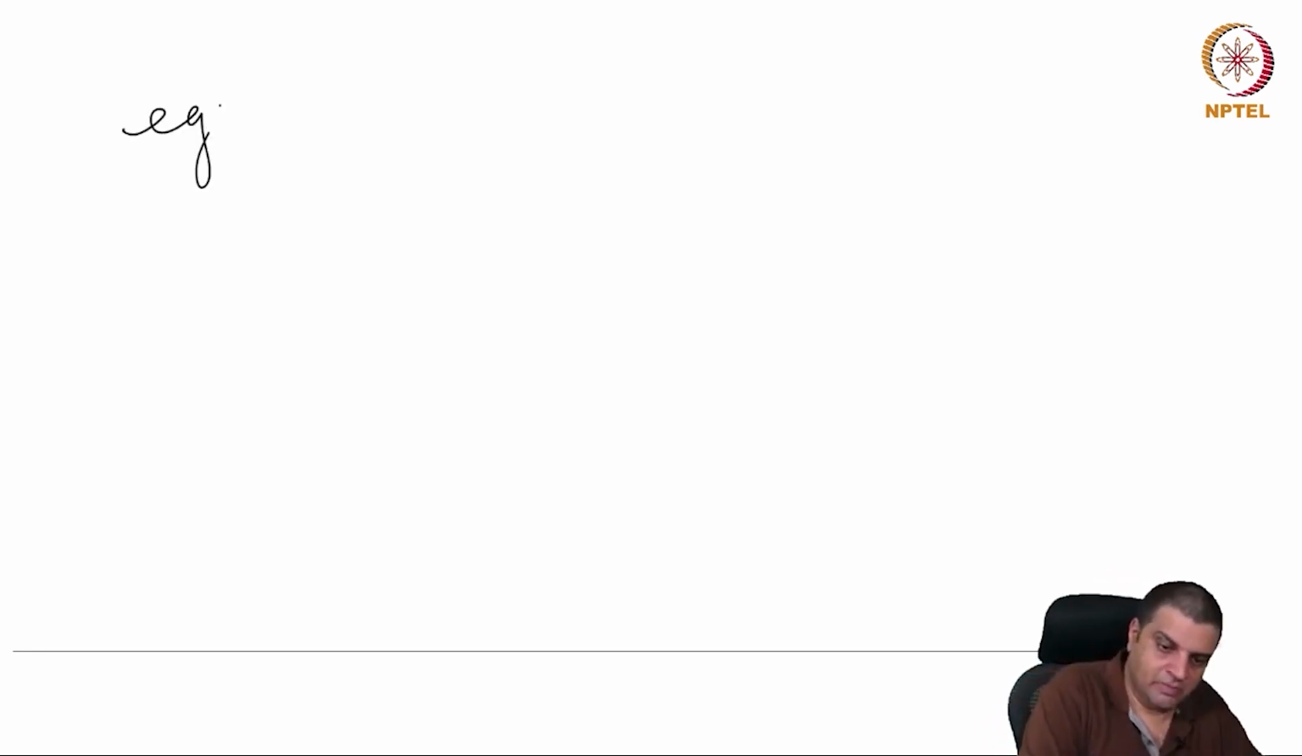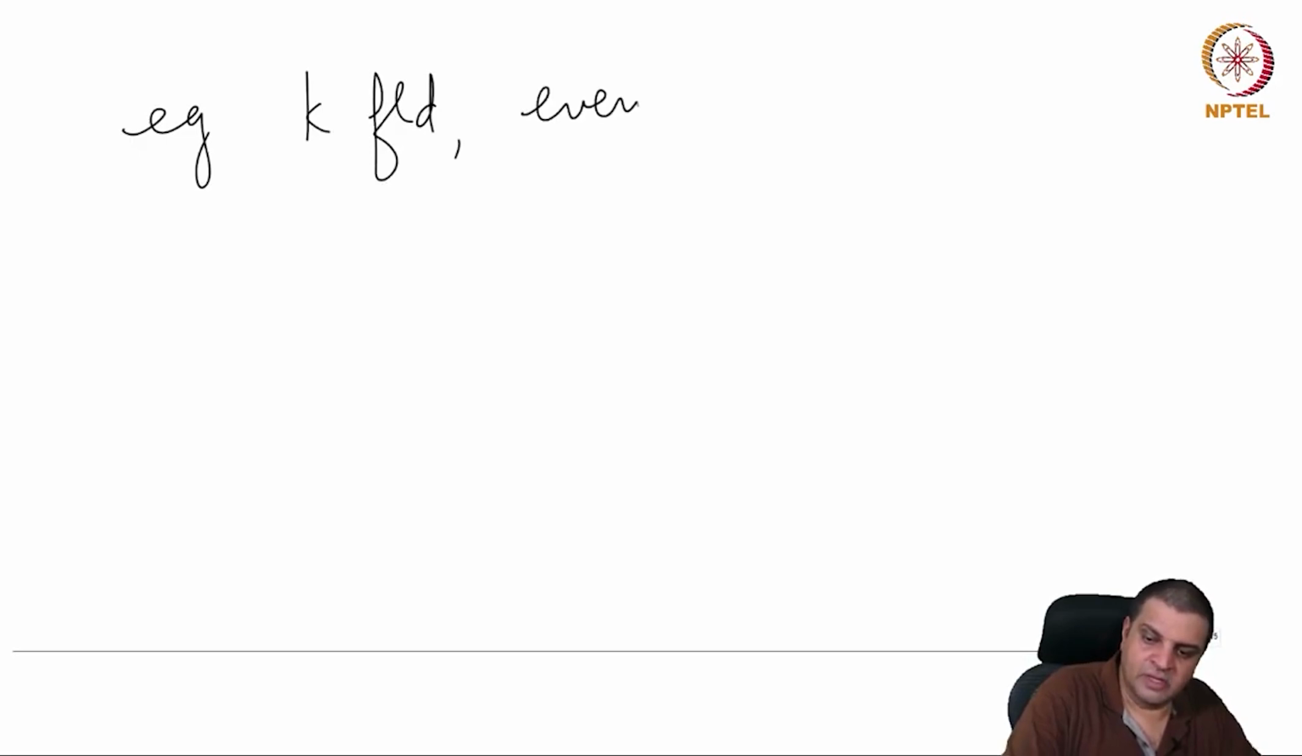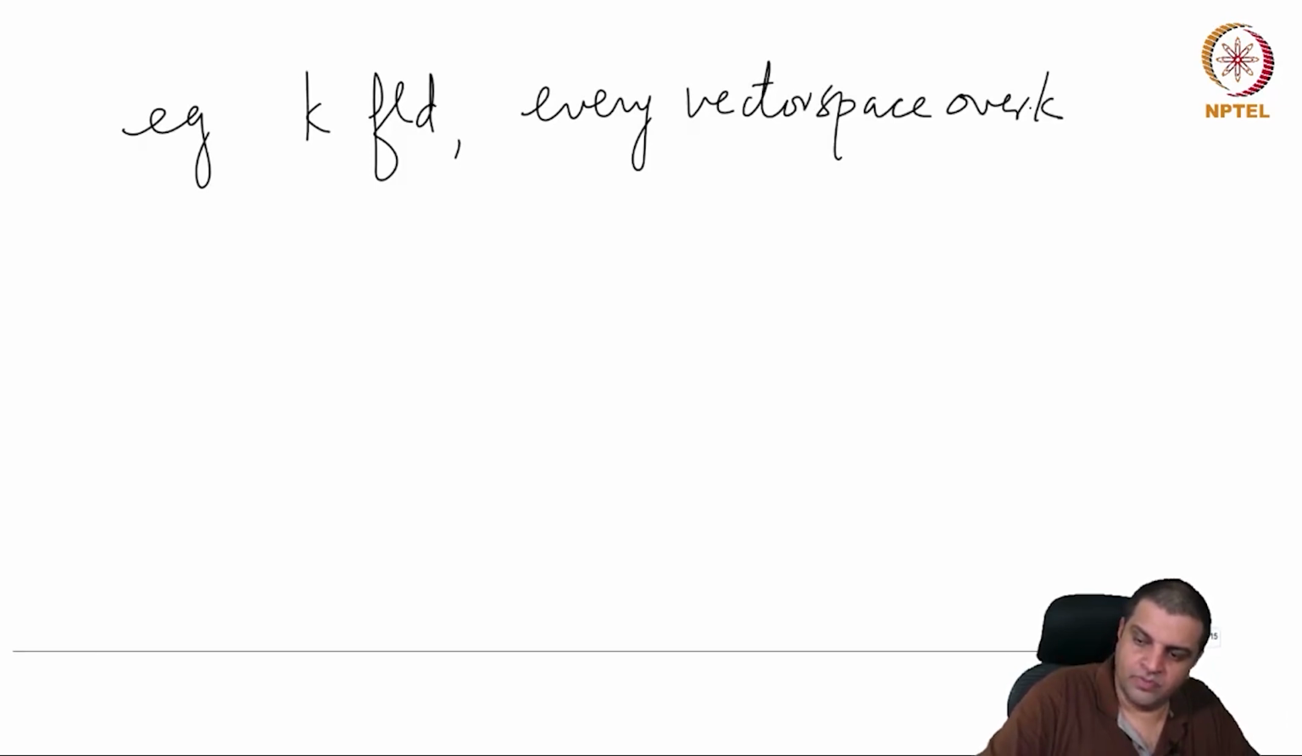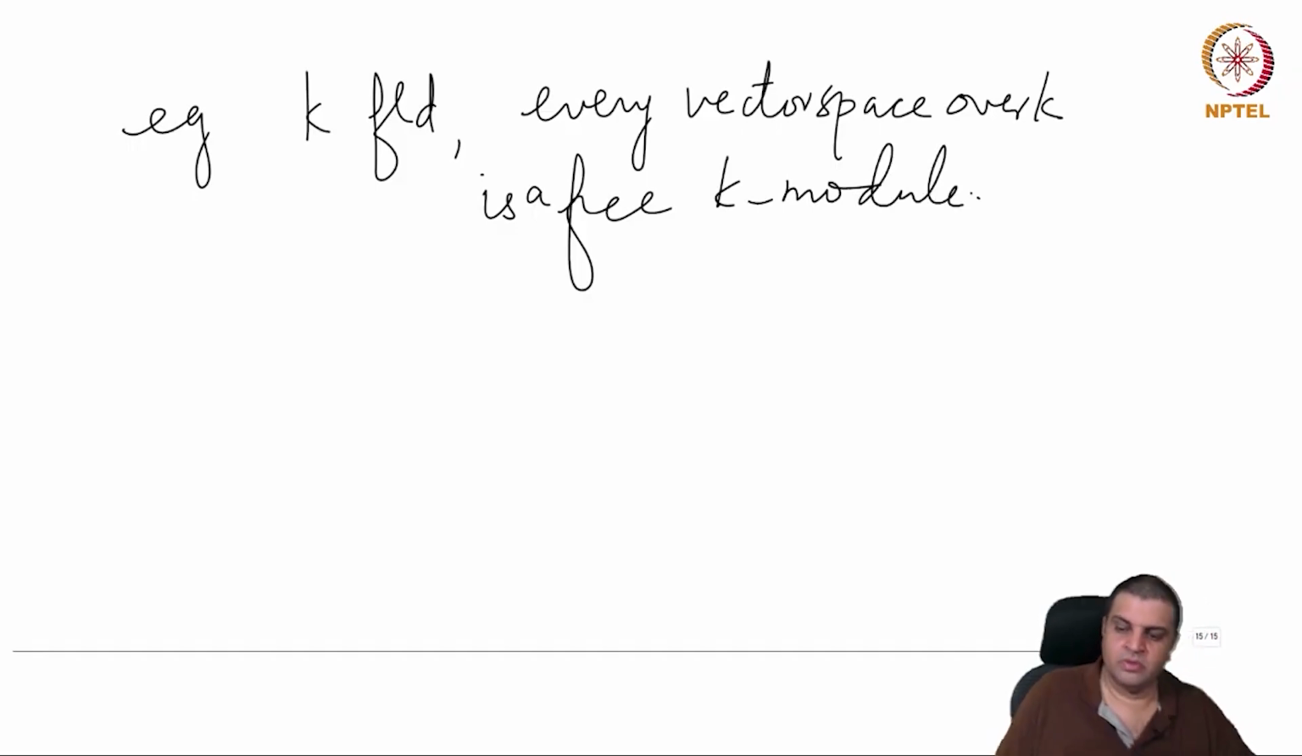So for example, K a field, every vector space over K is a free K module. So even this definition doesn't bring us anything new when we discuss vector spaces over a field.